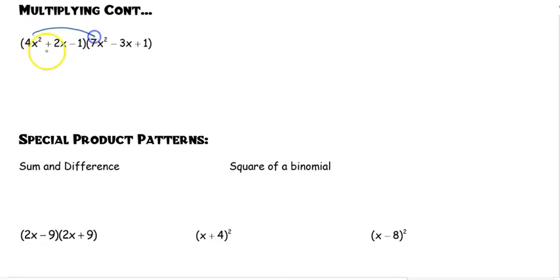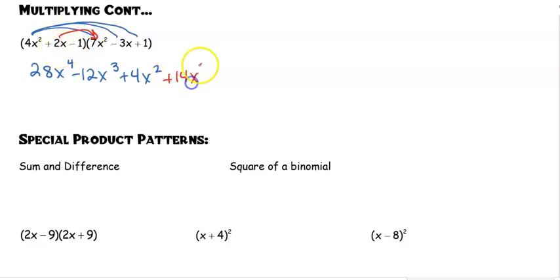So I take the 4x squared times 7x squared to get 28x to the 4th. 4x squared times a negative 3x is a negative 12x cubed. 4x squared times 1 is 4x squared. So take the first piece from the first one and multiply it to the 3 pieces in the second one. Don't distribute within the same set of parentheses. So then I take the 2x. 2x times 7x squared is 14x cubed.